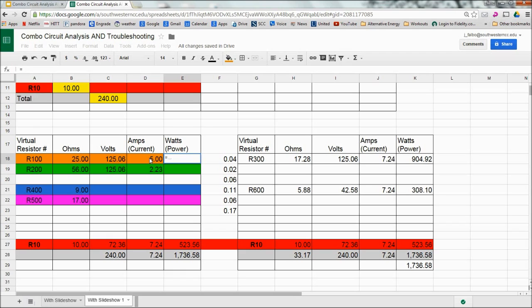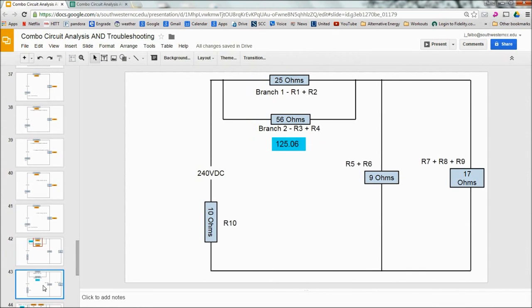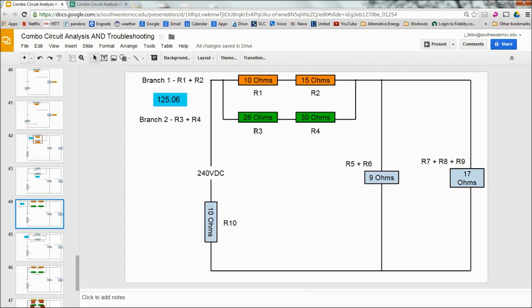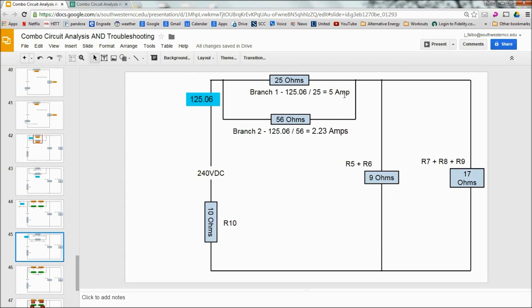We're going to do the pi formula. I times E equals I times E, and we applied this here. This is the voltage drop across here. We were able to calculate the current in each branch. We got 5 amps in this branch and 2.23 amps in this branch.